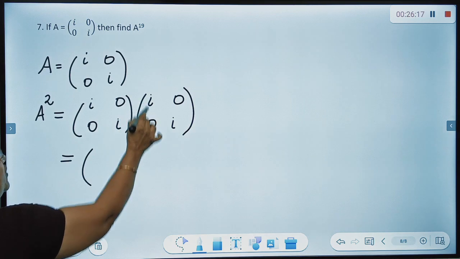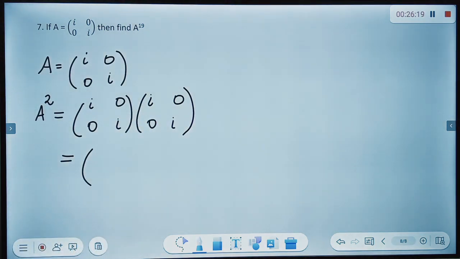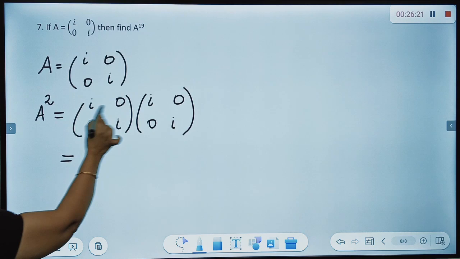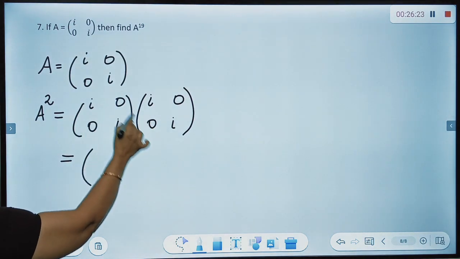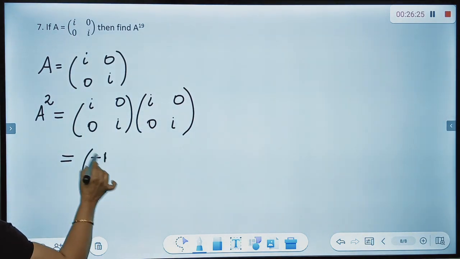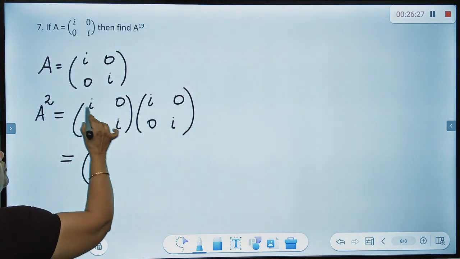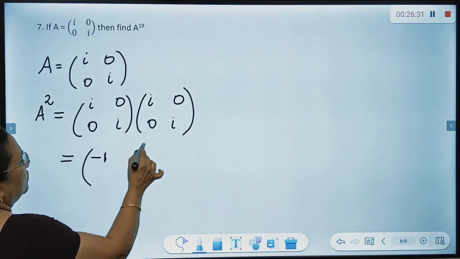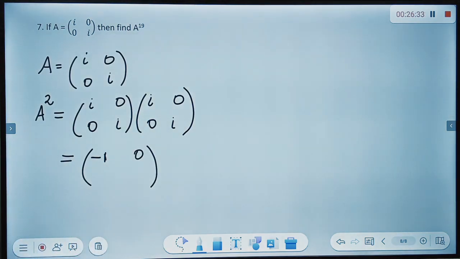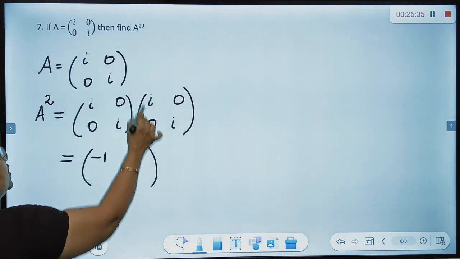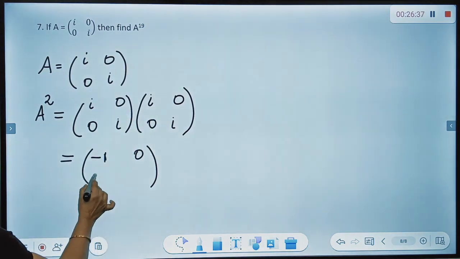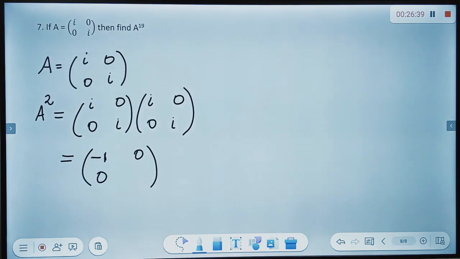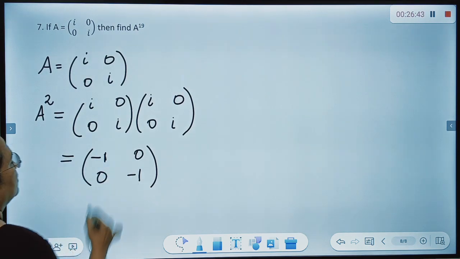so first row, first column. How do I multiply first row, first column? i square is minus 1. Minus 1 plus 0 is minus 1. Then first row, second column, i into 0 plus 0 into i is 0. Then second row, first column, 0 into i plus i into 0 is 0. Second row, second column, 0 into 0, i square is minus 1.